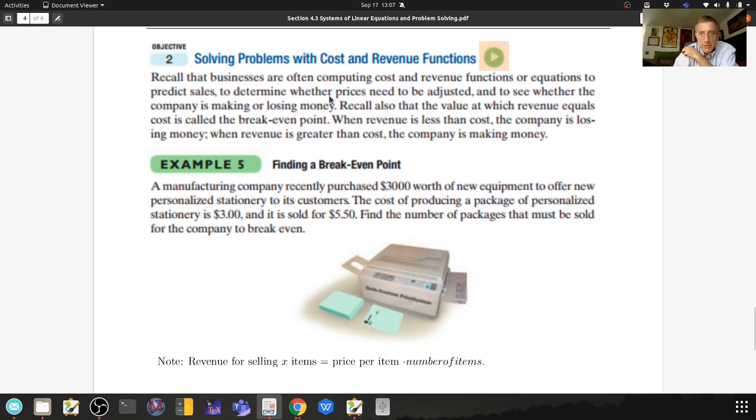And this tells you that right here. The value at which revenue equals cost is the break-even point. When revenue is less than cost, the company is losing money. When revenue is greater than cost, the company is making money.